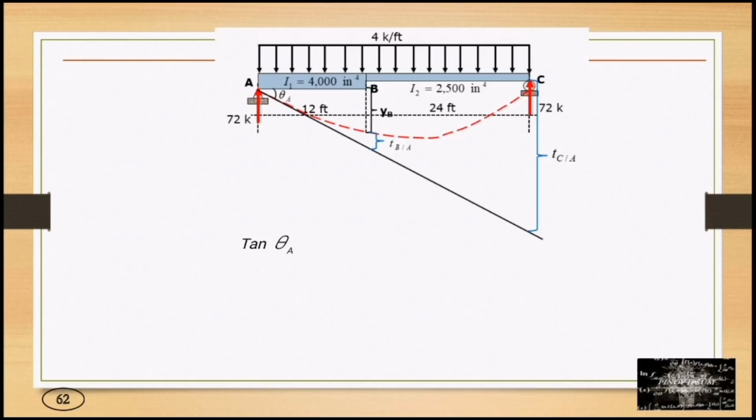Now for the theta A, since our slope is very small value, our tangent theta A is equal to theta A, or is equal to TCA over 36. Theta A is equal to 94.8672 over 36E, or is equal to 2.6352 over E.